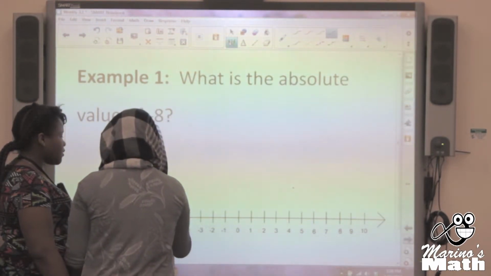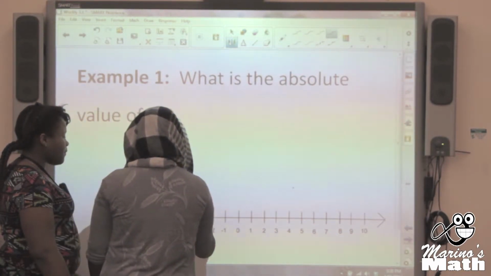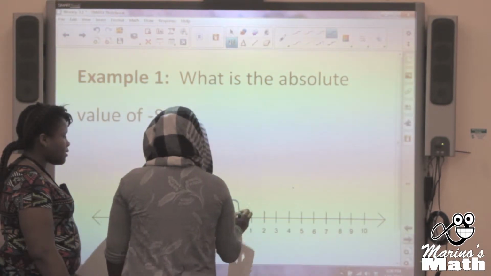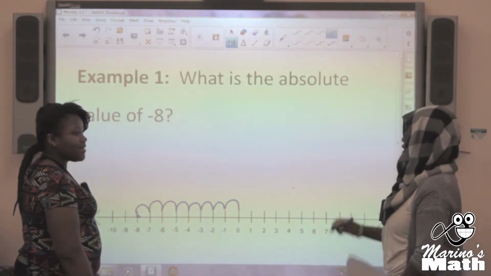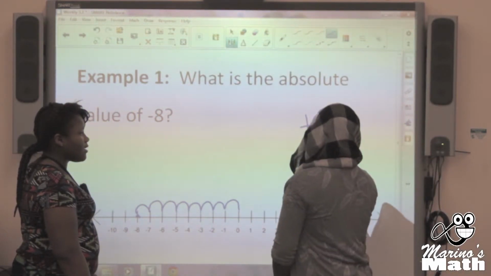1, 2, 3, 4, 5, 6, 7, 8. So the absolute value of -8 is +8.